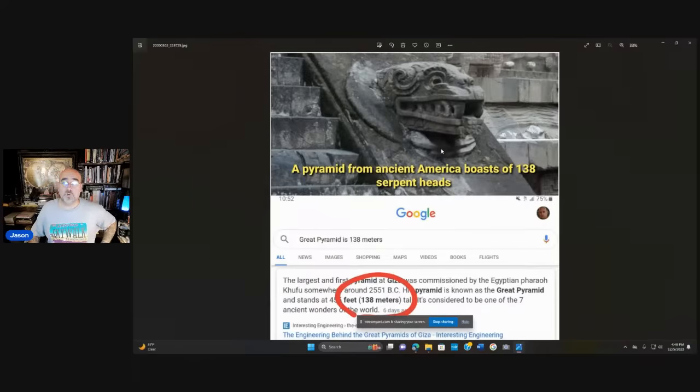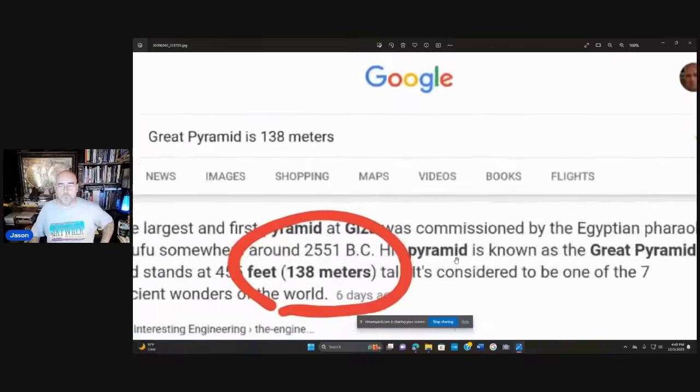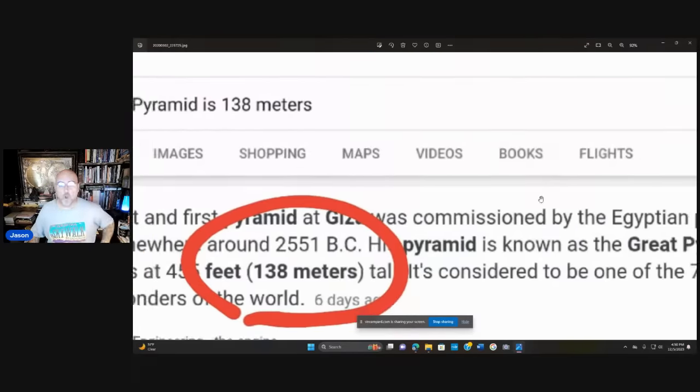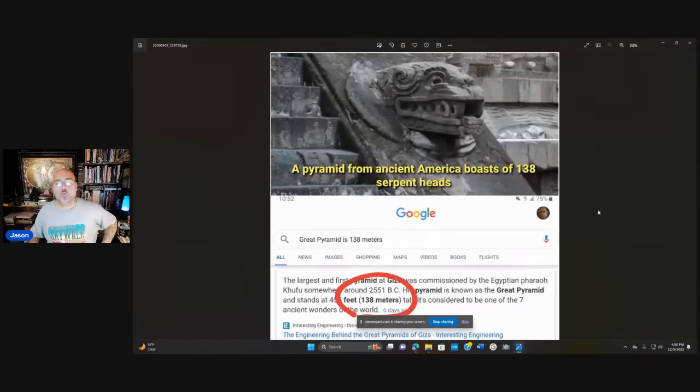Now, perhaps it's a coincidence, but this pyramid is 138 meters high. Can't make this stuff up. I tell you guys all the time, we live in the simulacrum. We live in the simulacrum, guys, the holosphere. And you're always going to find self-referencing everywhere.